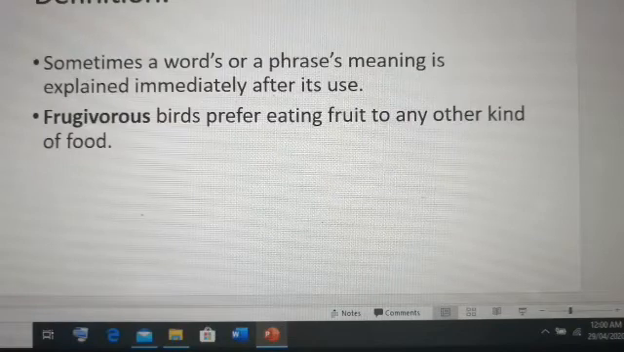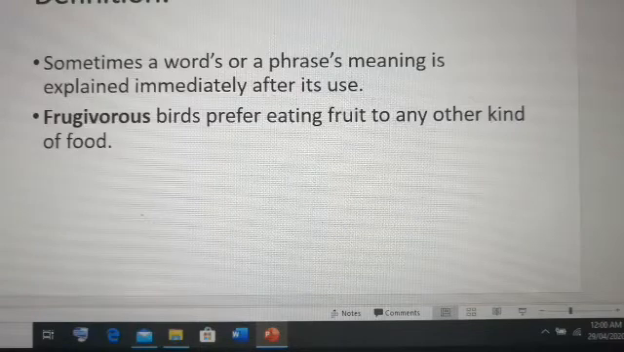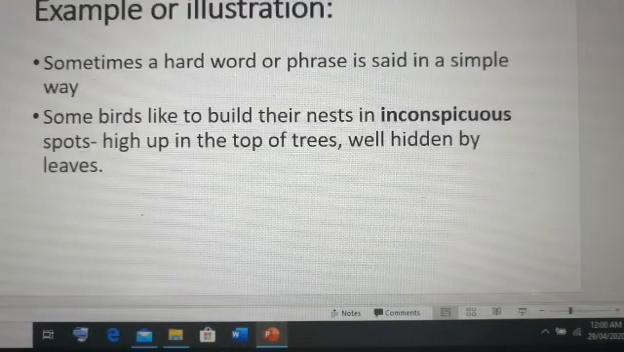By definition also, sometimes the definition is present in the text, so we can guess the meaning of the word easily. Sometimes the word or phrase meaning is explained immediately after its use. Frugivorous birds prefer eating fruit to any other kind of food. It is very obvious that these are those birds which are fruit eaters.